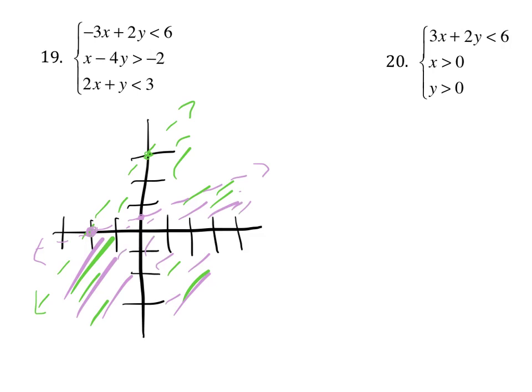Our next equation, 2x plus y, is less than 3. If I cover up the x, I have a y-intercept at 3. And if I cover up the y, I have an x-intercept at 3/2. And if I plug in the point 0, 0, again, it would hold true. So I would shade below the line where 0, 0 is located. So it looks like my solution set would be located in this region where all the colors combine.